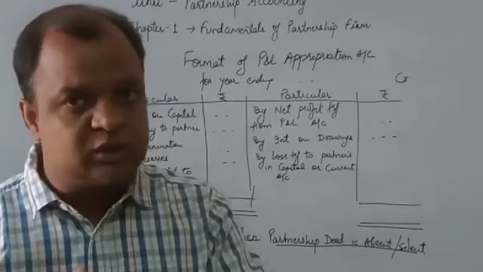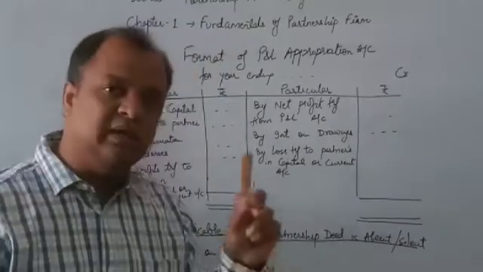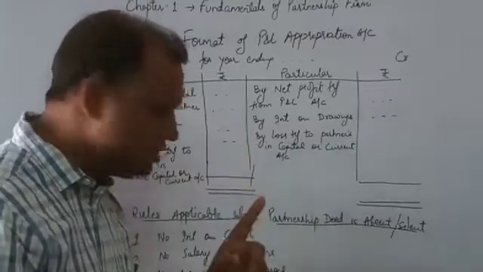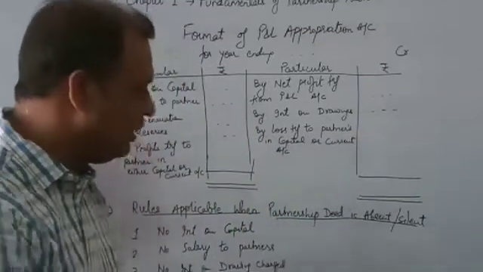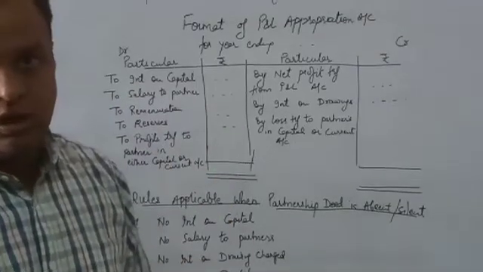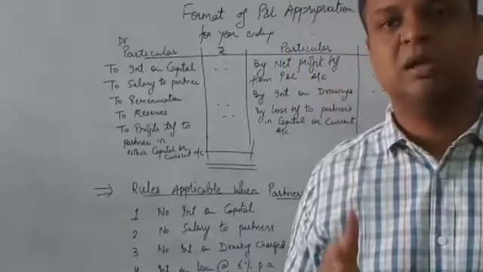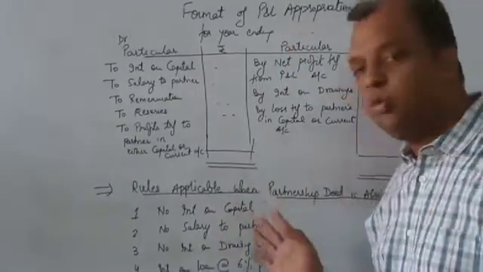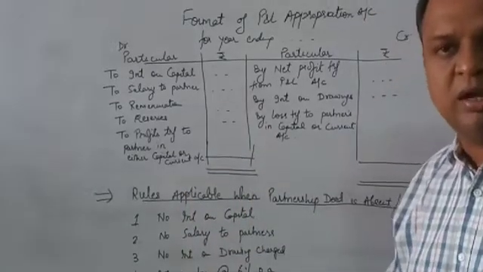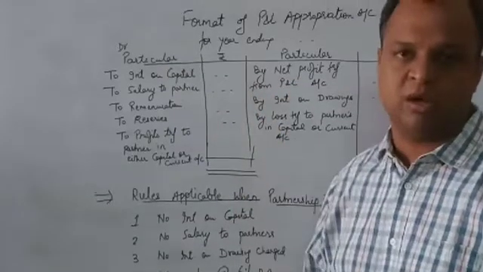If nothing is specified, dear students, always remember that deed is present. In other words, every time when deed is absent, it will be specified in the question. Until and unless it is specified, we need to remember that deed is present. And according to the present rule, whatever is said in the question, followed in the deed, that distribution will be shown in P&L appropriation account.